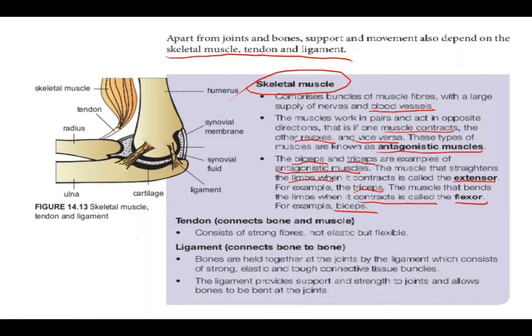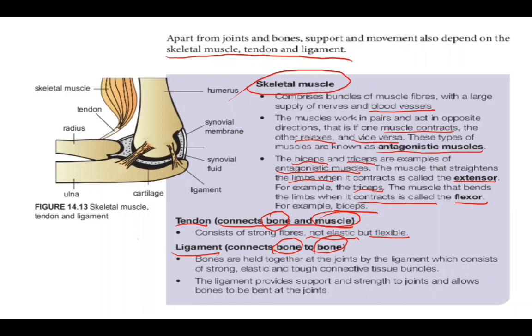Alright. So tendon. Skeletal muscle sudah, this one is tendon. Tendon connects bone and muscle. Ingat bone and muscle, tendon. Tendon consists of strong fibers, not elastic but flexible. And then the third one, ligament. Ligament connects bone to bone. Tendon tadi bone to muscle, ligament bone to bone.